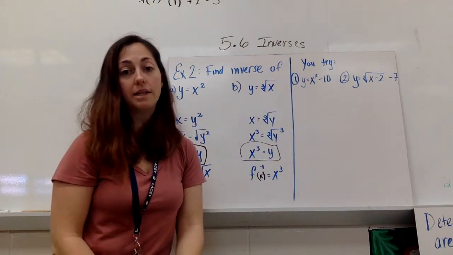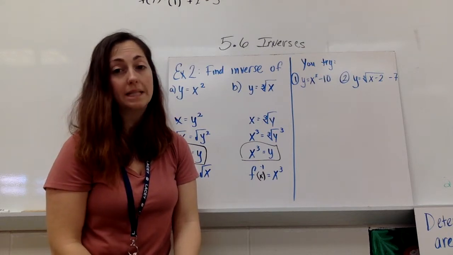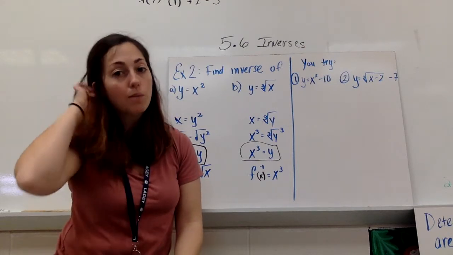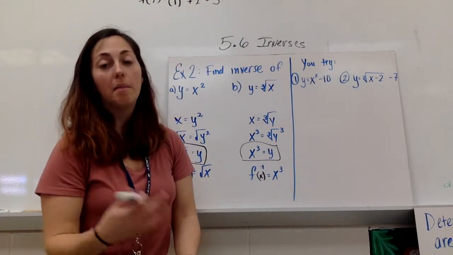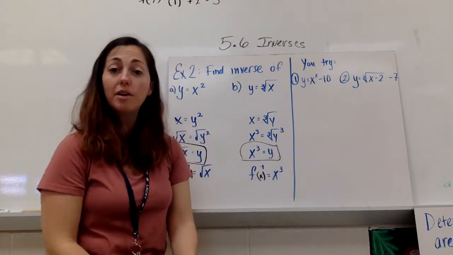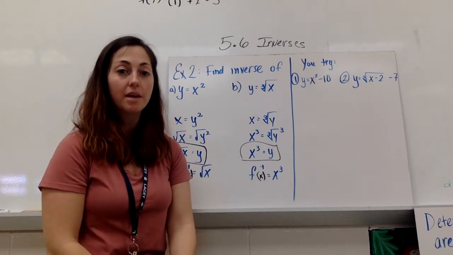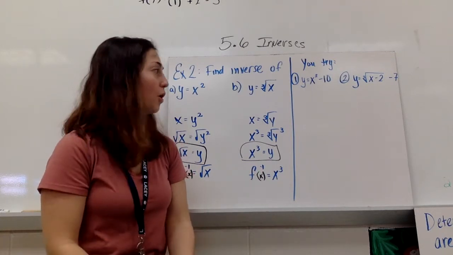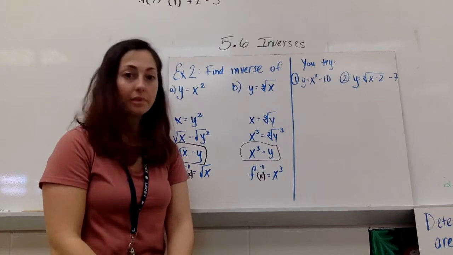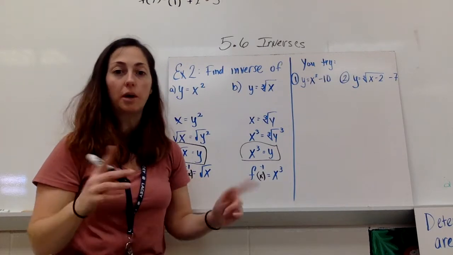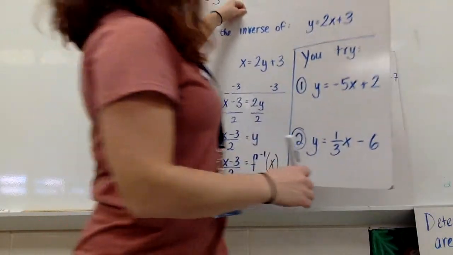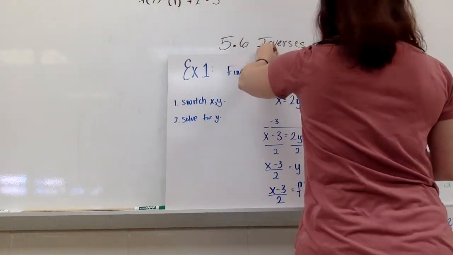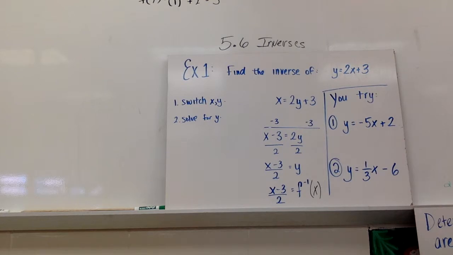Number 1 there is y equals x squared minus 10. And number 2 is y equals the cube root of x minus 2, minus 7 on the outside. Okay, try those problems, and then we'll regroup at the end for all of them. Okay, so let's actually talk about these 4 before we continue to the next part. So I'm going to bring this back and just get you the answers for these.